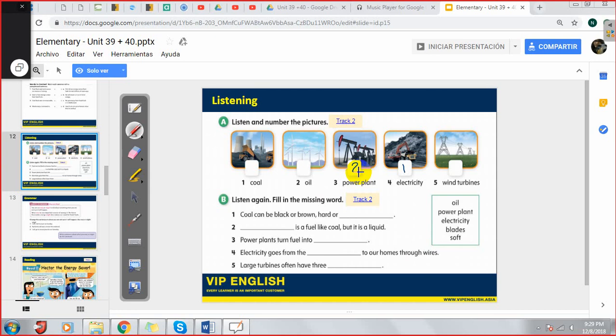Power plant? Power plant is number 2. Power plant is picture number 1. Why? Because this is a power plant, sweetie. This is what power plants look like. But what is number 2? Wind turbines. So electricity is number 5. That is correct. Electricity is number 5.